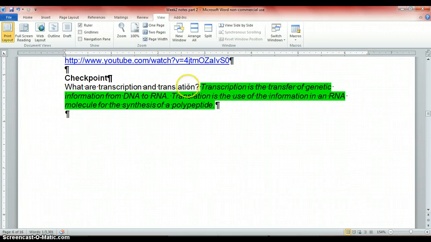Let's go over this checkpoint. What's transcription and translation? Transcription is the transfer of genetic information from DNA to RNA, so it's going to be making a copy of it. Translation is to use that information from the RNA molecule for the synthesis of a polypeptide. So transcription, you're just copying it. Translation, you're turning it into something else.